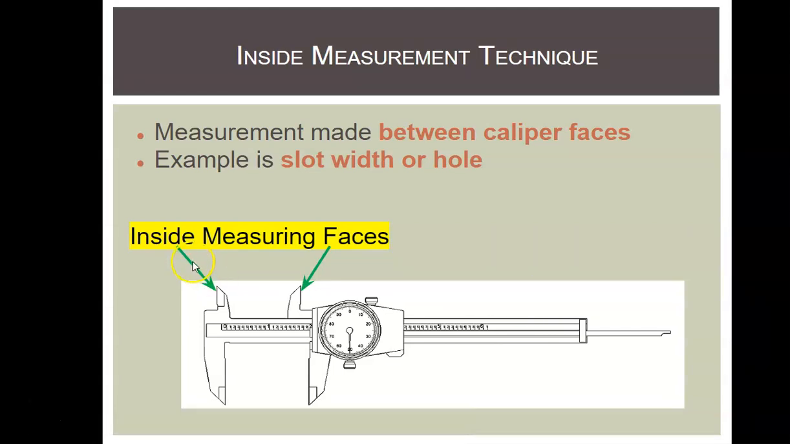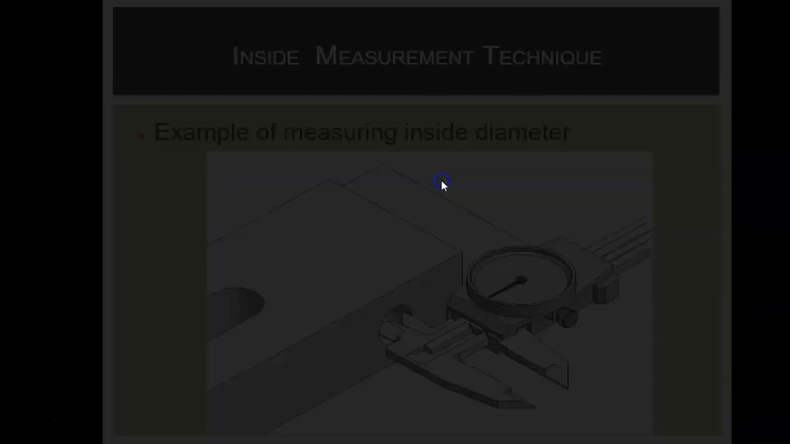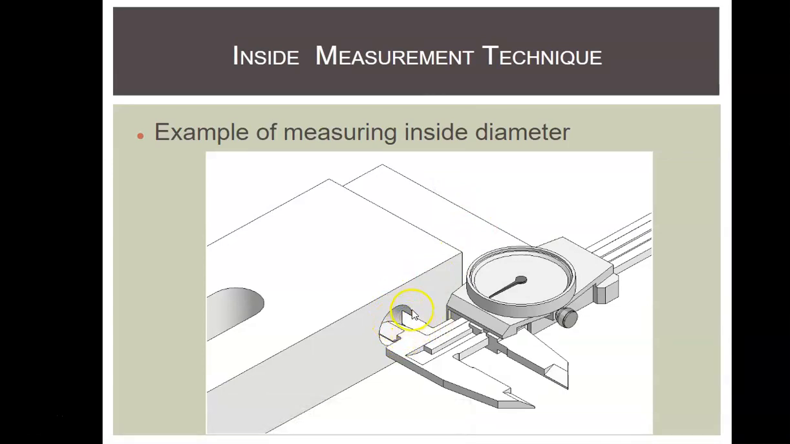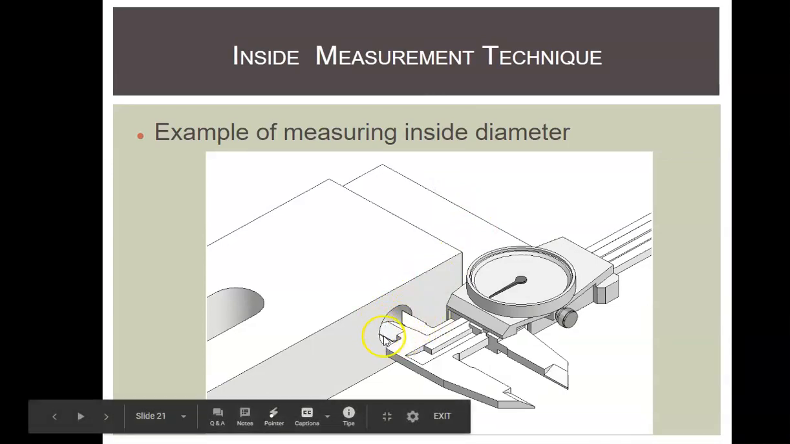Then you have your inside. That's the opposite jaws here, the internal jaws, the ones that open opposite of one another. They measure between faces, like a slot width or a hole. As an example, you can put these inside of a hole and then open it up, and it will go from one wall to the opposite wall. That'll give you its diameter.